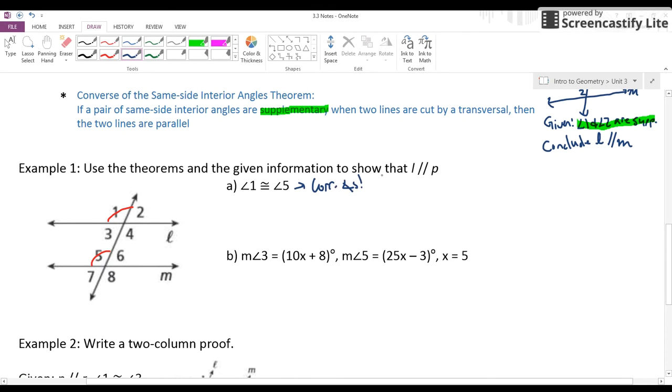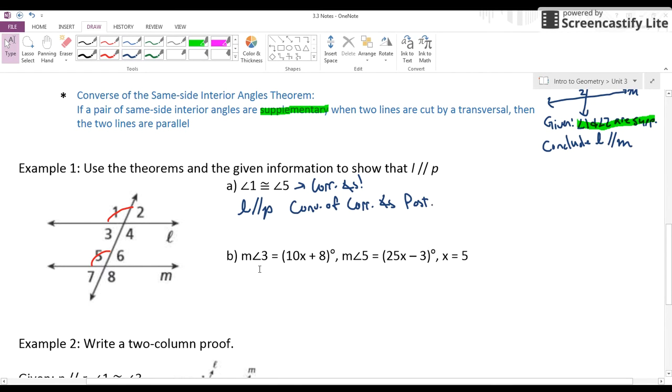Right? So that's what I'm thinking about. So I want to go back and say, well, if they're corresponding angles, can I say that these lines are parallel if my corresponding angles are congruent? And yes, you can. So we can say L is parallel to P by the converse of the corresponding angles postulate. And again, if you don't remember the name, that's fine. You can say the lines are parallel because the corresponding angles are congruent, right? Okay, let's look at part B.